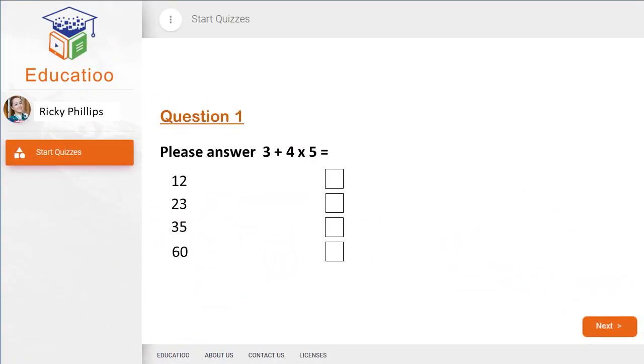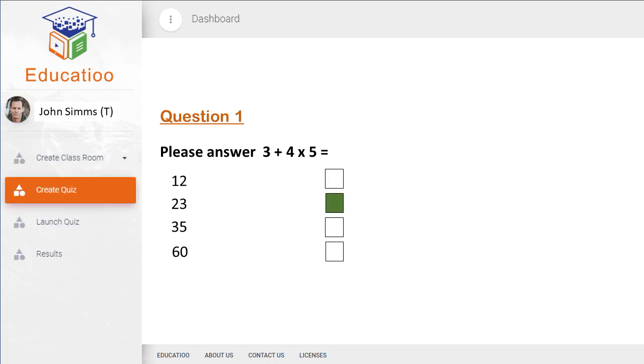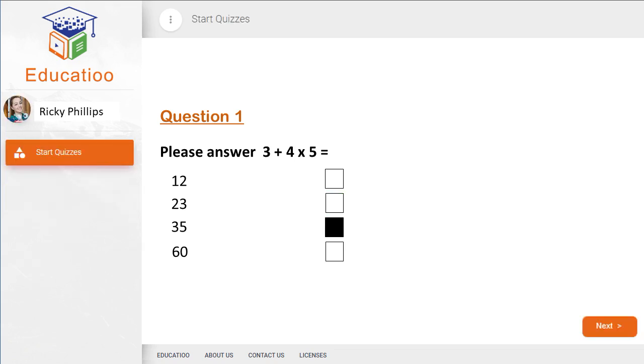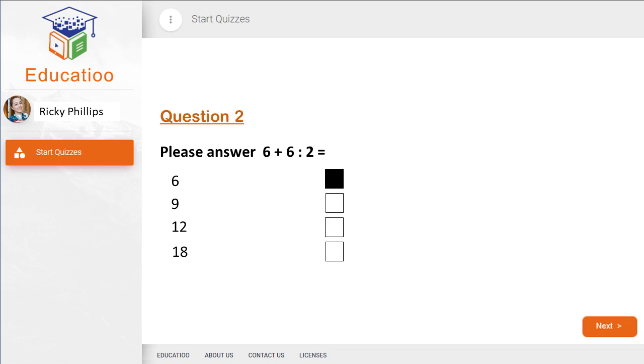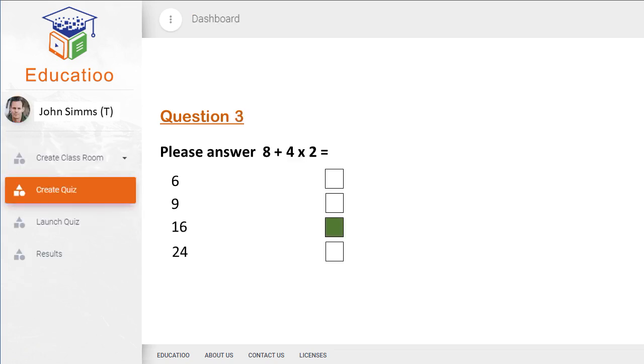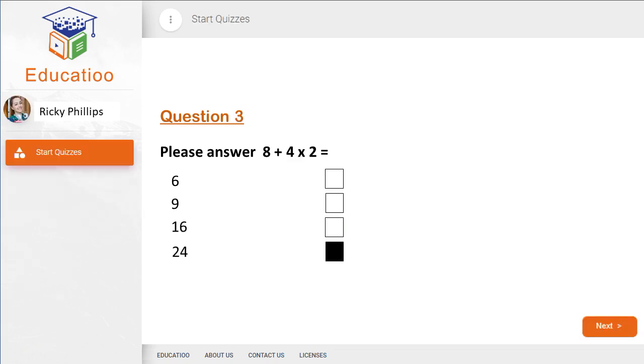You just watched Ricky doing the first 3 questions of the course to improve her calculating skills. Do you remember how the first question looked like? Teacher John created this course and selected the 23 as the correct answer for the first question, but Ricky answered 35. The second question, John selected 9 as the correct answer, but Ricky answered 6, and for the third question, John selected 16 as the correct answer, and Ricky chose 24. All 3 answers Ricky gave were wrong.